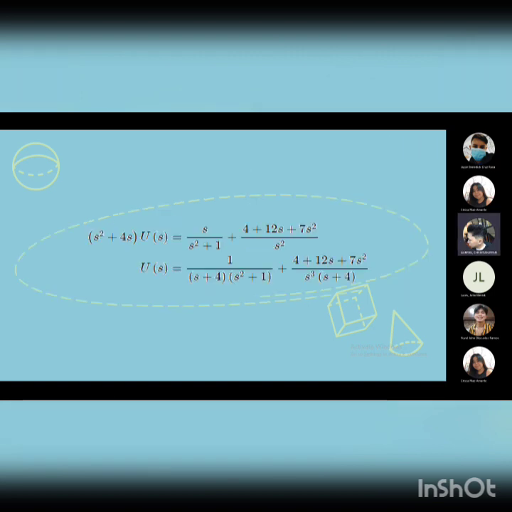Solving for U(s) gives (s² + 4s)U(s) = s/(s² + 1) + 4/s² + 12/s + 7. So, U(s) = [s/(s² + 1) + 4/s² + 12/s + 7] / (s(s + 4)), which simplifies to the expression over s³(s + 4).